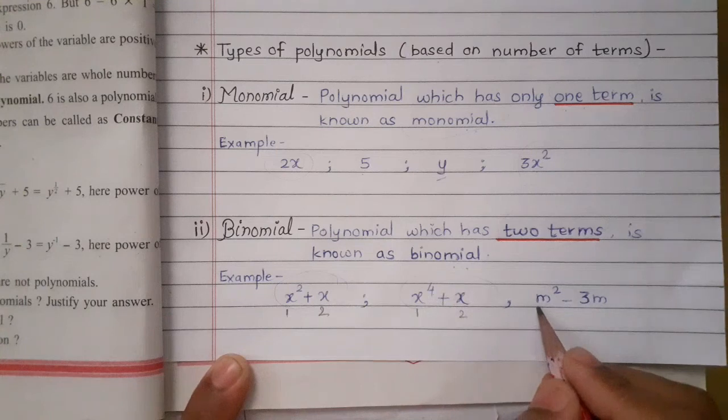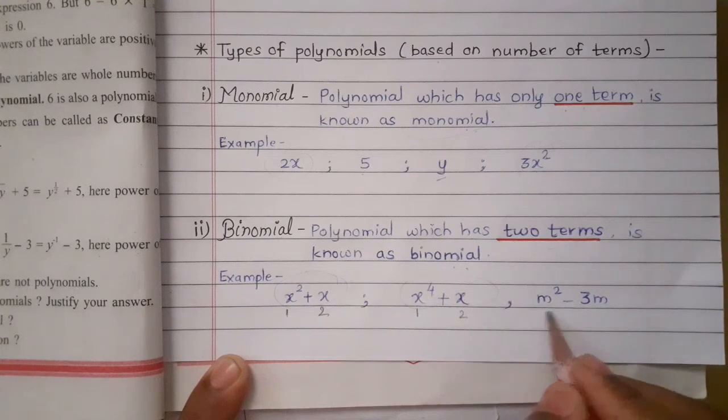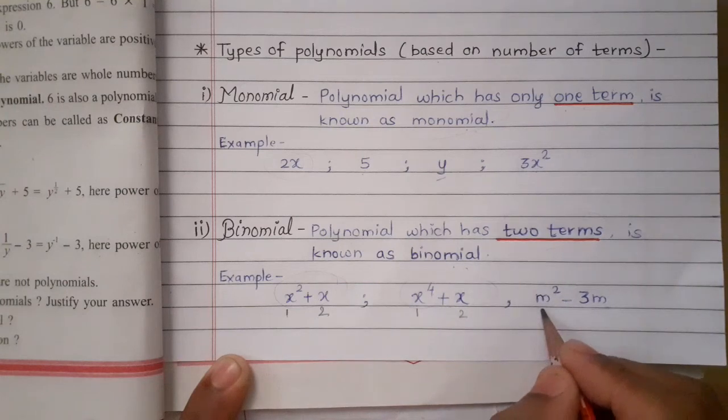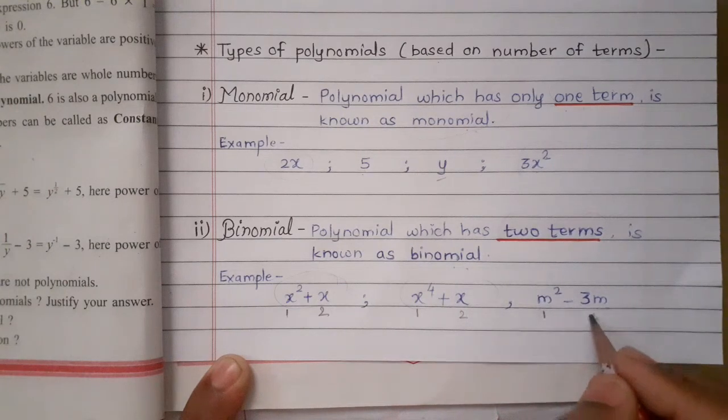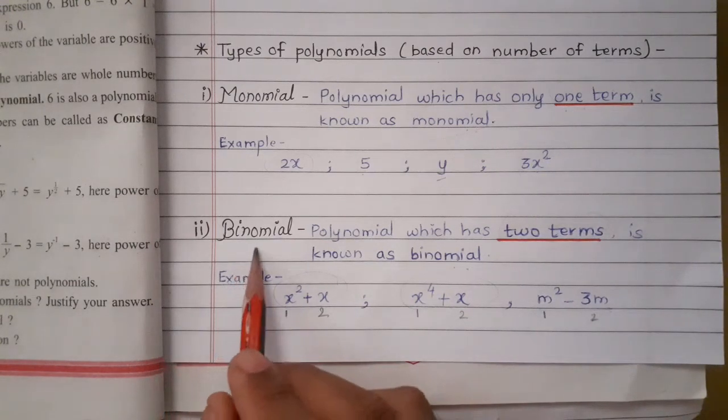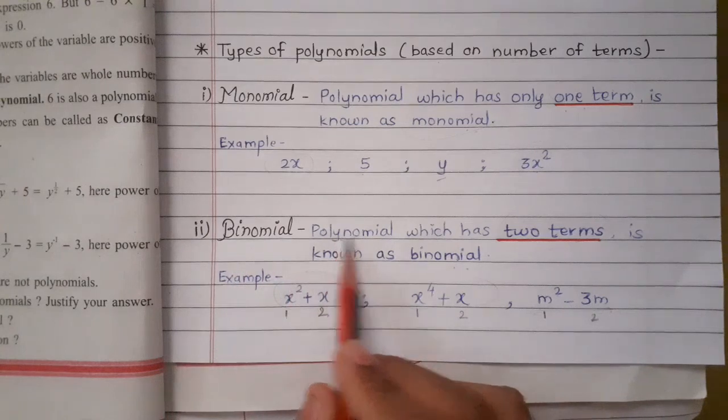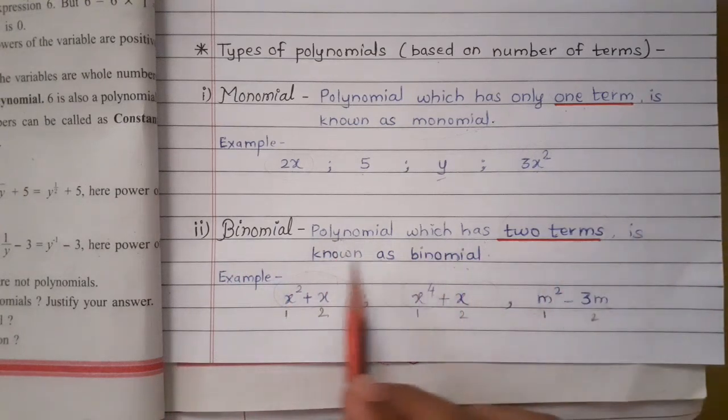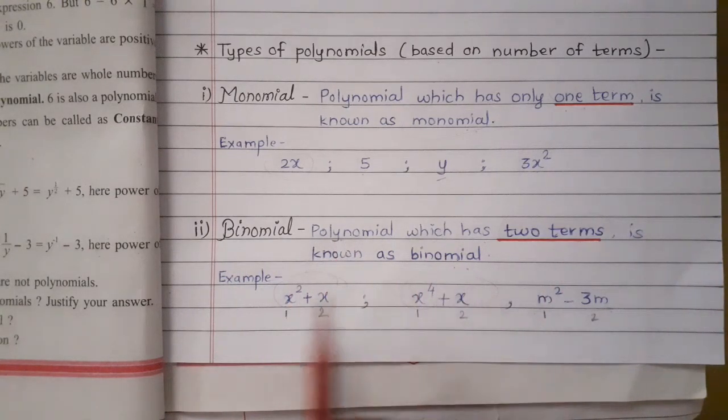And again m square minus 3m is also an example of a binomial, because in this polynomial there is a first term and also a second term, so this polynomial has two terms. Then again see what a binomial is. A polynomial which has two terms is known as a binomial.